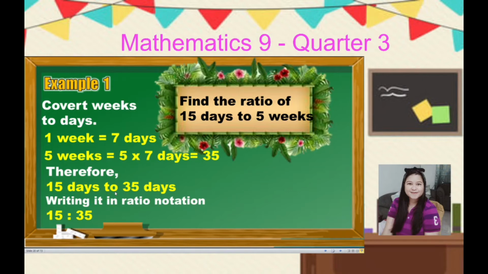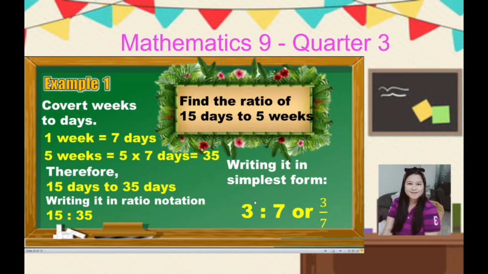So, as you can see, 15 is to 35 can be simplified. So, paano po natin isi-simplify yung 15 at saka 35? So, isip po tayo ng number na pwedeng i-divide parehas sa 15 and 35. So, 15 and 35 are both divisible by 5. So, ang GCF nila ay 5. So, 15 divided by 5 and 35 divided by 5, that will be 3 is to 7 or 3 over 7.